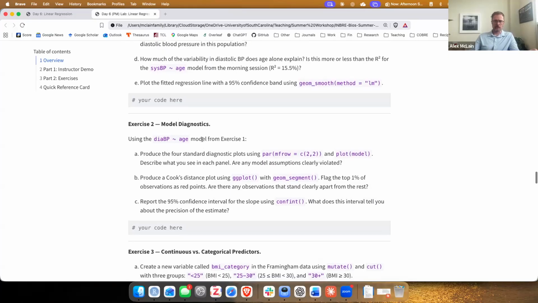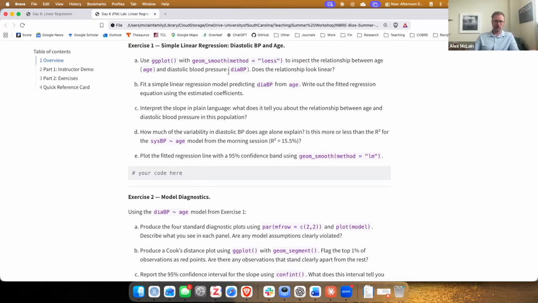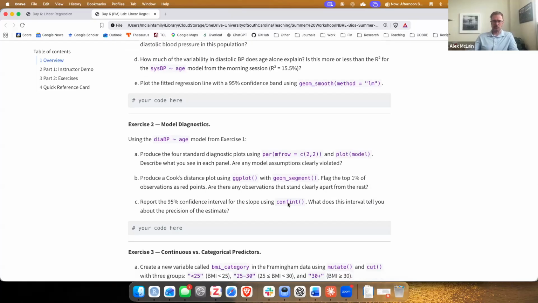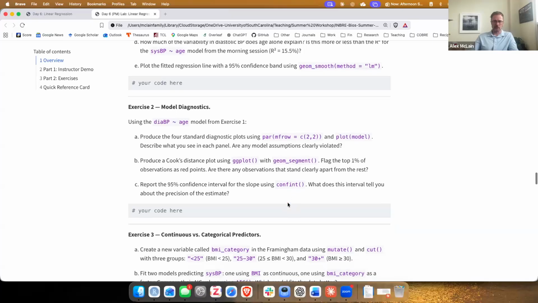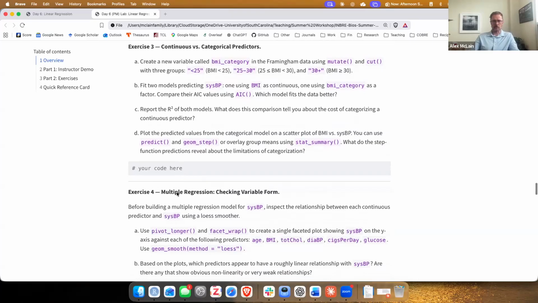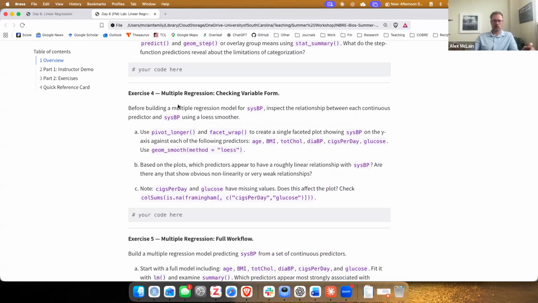Exercise 2, again, same model, still looking at age and diastolic blood pressure. We're going to look at the diagnostic plots this time. Do you see any model assumptions that are violated? And do Cook's distance and get some confidence intervals for the regression coefficients. We're going to skip exercise 3. This is one where we compare models. We'll talk about that tomorrow.